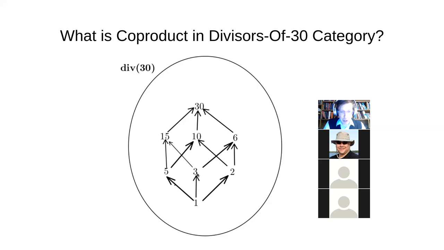So let's do 2 and 3. What's the closest upstream object? 1. Good. And 3 and 5, it's also 1. Okay. How about 6 and 10?